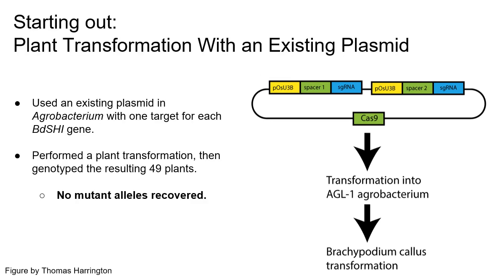The process I just described was lengthy, but a member of the lab named Aaron Patterson had previously created a final plasmid with 3 spacer sequences to target the 3 Brachypodium distachyon short internodes genes. I performed an Agrobacterium transformation with this plasmid, then regenerated and genotyped the 49 resulting plants. Each plant had to undergo genotyping PCR at 3 different locations in the genome, taking several months, and yet there were no mutant alleles recovered.